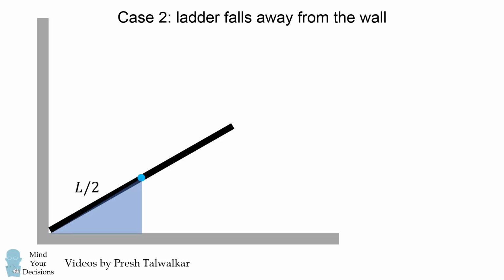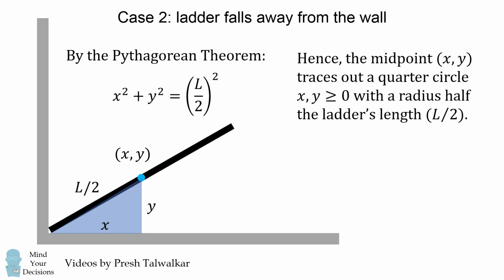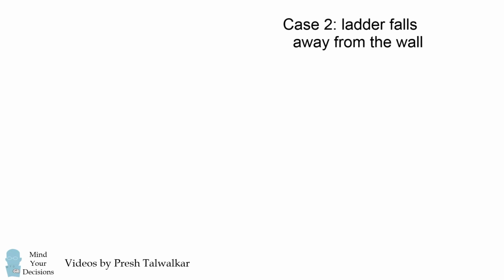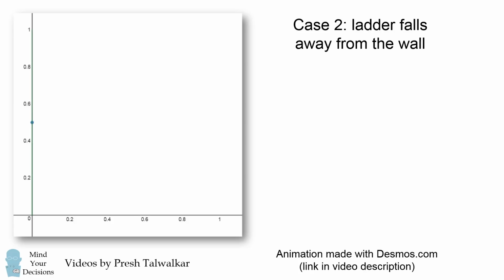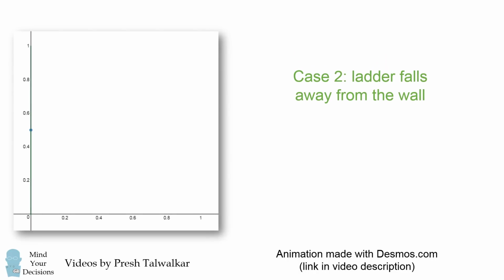But we can also prove it like in the first case, where we use the Pythagorean theorem and we get exactly the same equations as before to show that this midpoint also traces out the path of a quarter circle. So once again, seeing is also satisfying. So here's an animation that's made with Desmos.com to show that the midpoint traces out the path of a quarter circle as the ladder falls away from the wall. And we now have a rather curious result. Both cases show the same path of the midpoint.